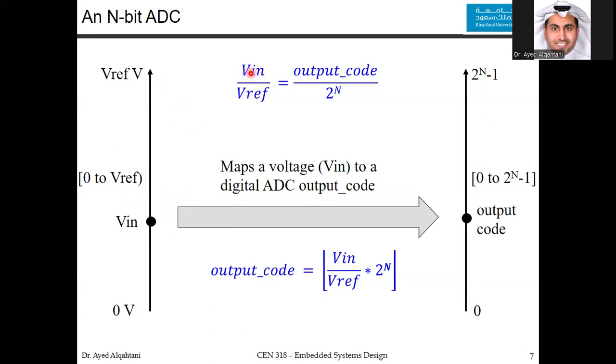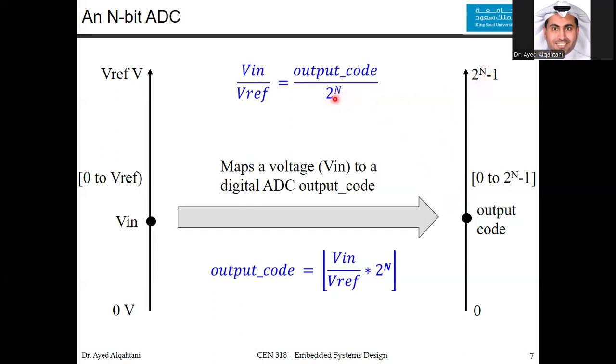So the ratio between Vn and Vref, that's Vn divided by Vref, is the same for the digital value. It would be the output code divided by 2 to the power of n.